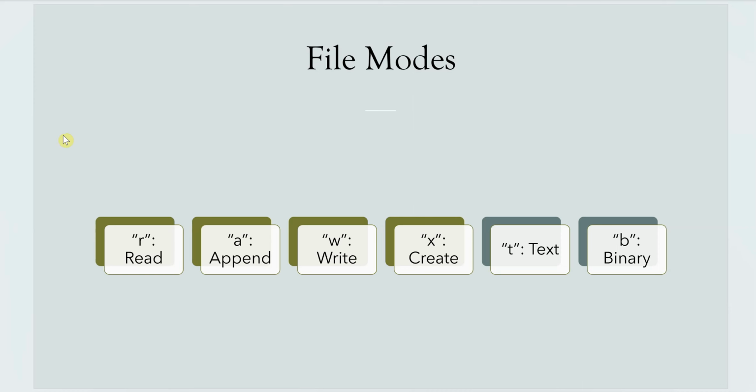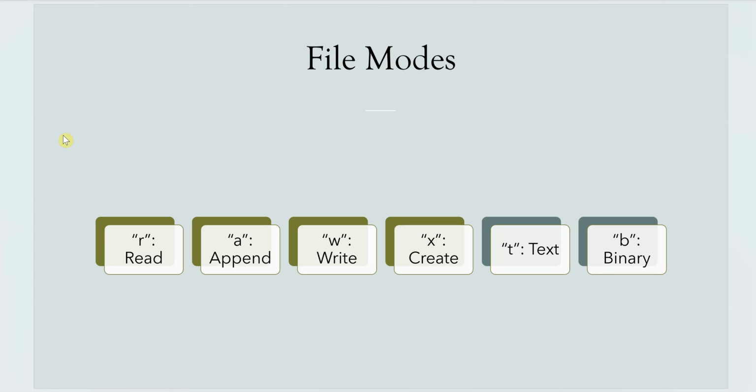Whenever you want to open a file in read mode, then we need to specify R. And let's say the file doesn't exist. In that case, it will throw an error. If you want to append content to your existing file, then you need to mention file mode as A. And if your file doesn't exist, then it will go ahead and create a new one.